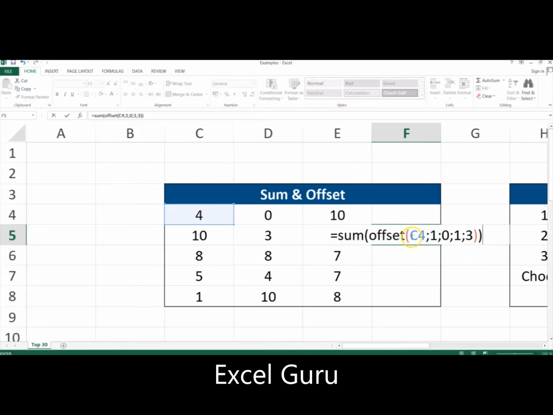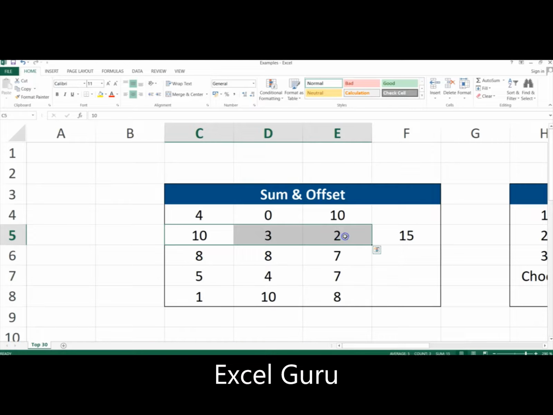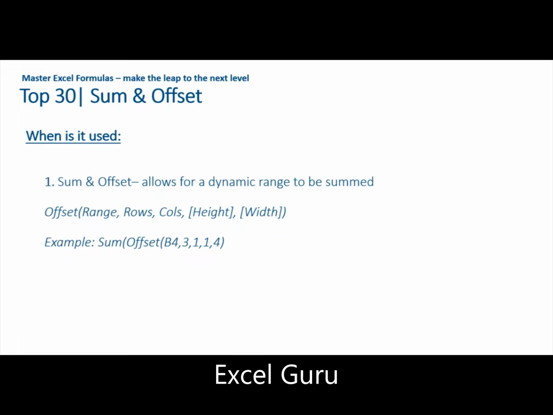You need to have a reference cell, and our reference cell at the moment is C4, and based on that reference cell we determine the rows and columns, and then the height and the width as well. If I press enter, you're going to see that the result is 15, which is the result of the summation of these 3 numbers. As I said, this formula is usually used when you try to create a dynamic range which needs to be summed. Now let me go back to the presentation.